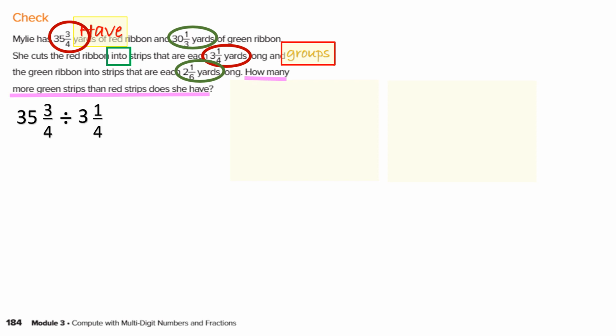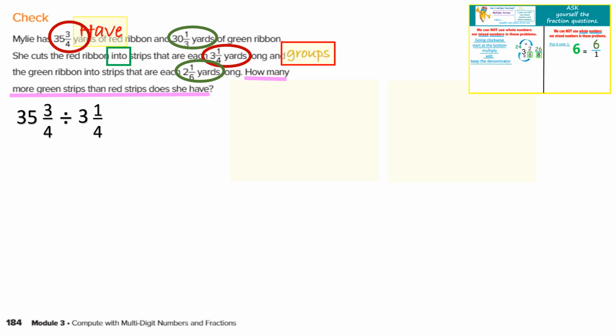So we're going to start with the red, 35 3/4 divided by 3 1/4. We have to make both of those improper fractions. So we start at the bottom, we go clockwise, we multiply, and then we add. So 4 times 35. Well, this is where your handy dandy calculator comes in handy. I multiply 4 times 35, and what I find out is that that's 140.